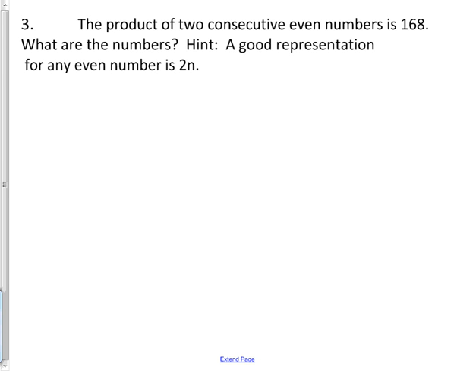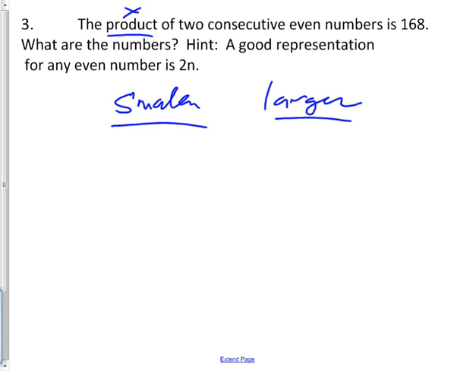All right, so product of two consecutive even numbers. Okay, wait a minute. Product. I had a couple kids that didn't know what product meant. Do you remember what product means? Multiply. That means multiply. Of two consecutive even numbers is 168. All right. So I have an even number. I don't know what to call an even number, but I have a smaller one and I have a larger one, but they're even numbers.